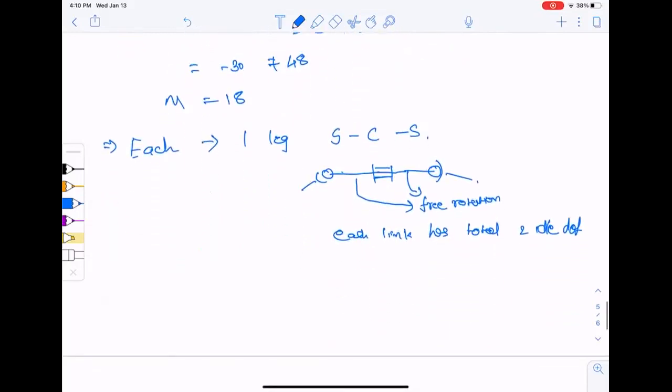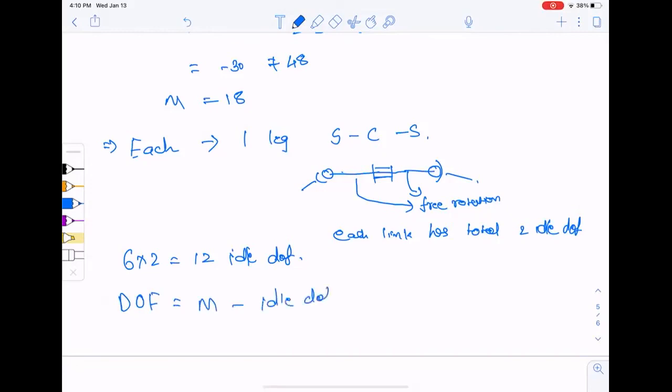So that means 6 into 2, we have total 12 idle DOF in this case. So if we have to figure out the degree of freedom in this case, then it will be mobility minus idle DOF. So that will be 18 minus 12, and that is equal to 6. So the answer will be 6 for DOF in this case.